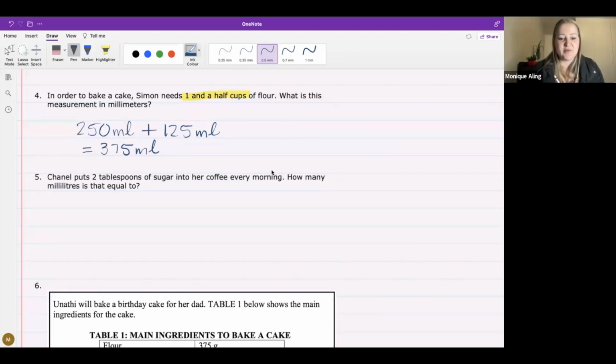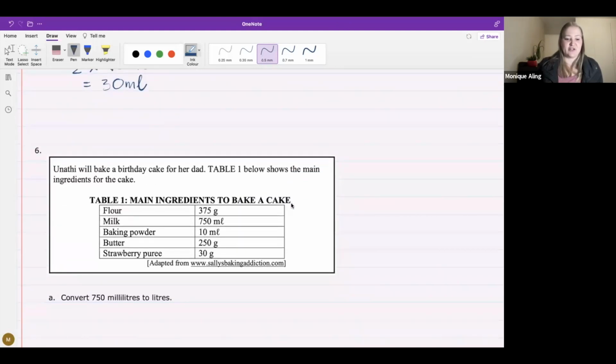Okay, question 5. Chanel puts 2 tablespoons of sugar into her coffee every morning. How many milliliters is that equal to? 2 tablespoons equal to 2 times 15 mils, which is indeed 30. Well done, everyone. Okay, fantastic.